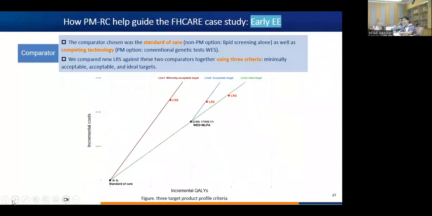Next, please. The comparator chosen was the standard of care, which is the randomly paid testing alone, as well as the best competitor, conventional genetic testing WES. We compare the new technology LRS against these two comparators together using three criteria: the minimally acceptable target, the acceptable target, and the ideal target.